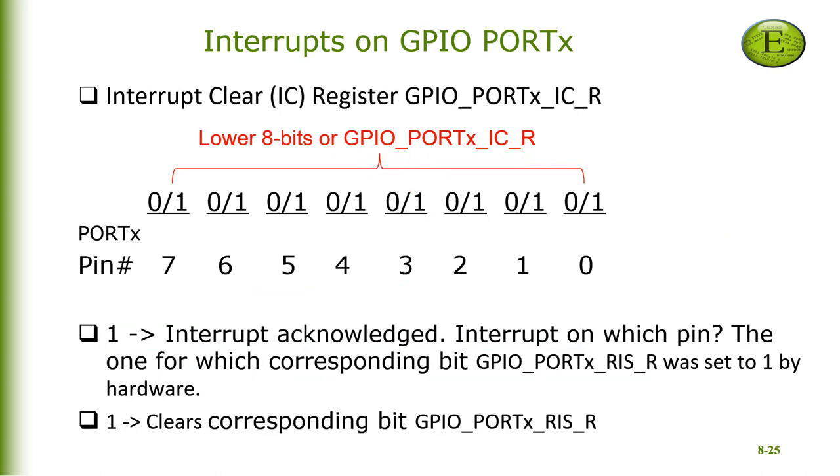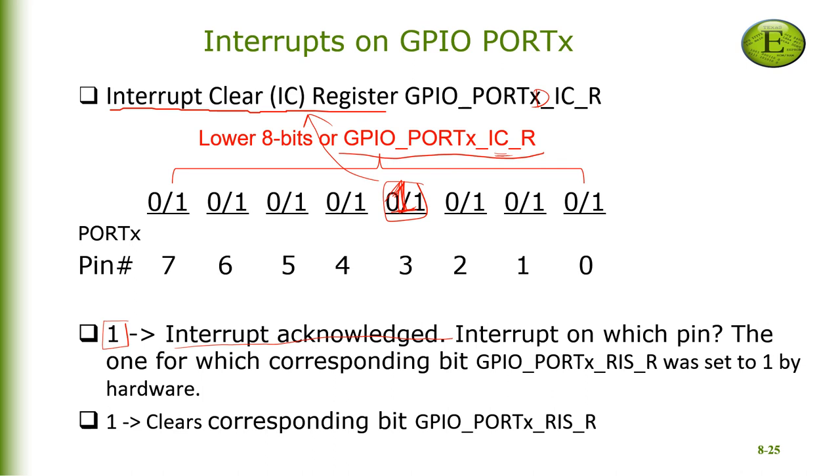The trigger flag in the RIS register can be reset in the software by writing to the interrupt clear register. So now we have the corresponding clear register, that is GPIO port X IC. That's interrupt clear. Least significant 8 bits, you write 1. So in the previous example, if we want to acknowledge the interrupt on PD3, we write 1 to bit number 3 of the interrupt clear register. That would acknowledge the interrupt essentially by clearing the corresponding bit.